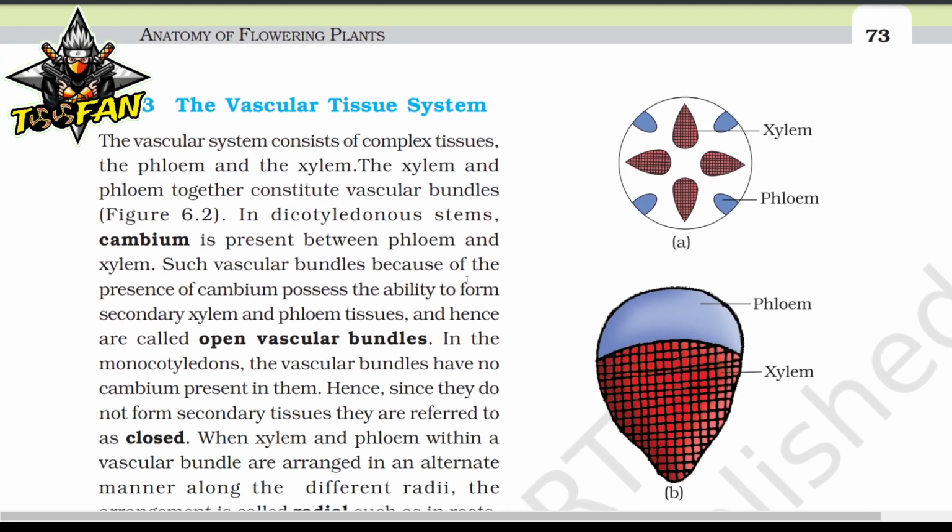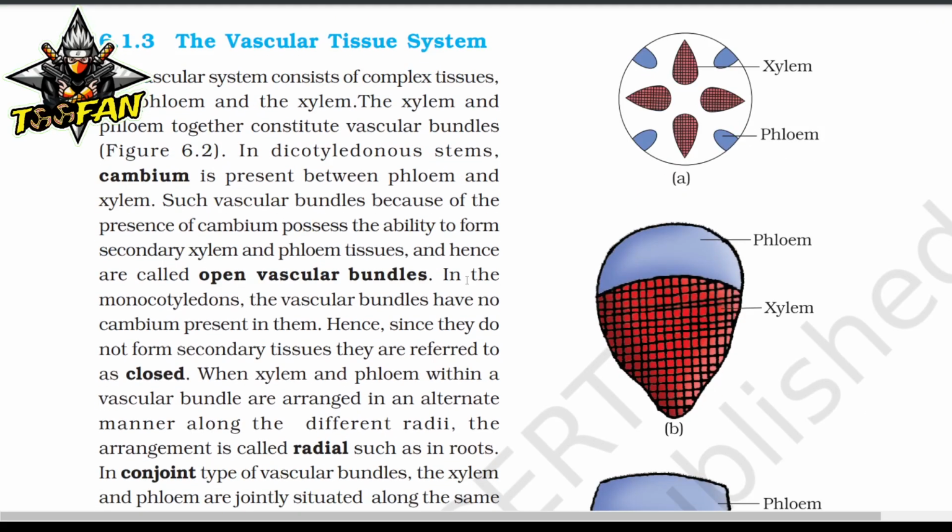Now, the vascular tissue system. The vascular tissue system consists of complex tissues, the phloem and the xylem. The xylem and phloem together constitute vascular bundles. In the dicotyledonous stem, cambium is present between the phloem and xylem. Such vascular bundles, because of the presence of cambium, possess the ability to form secondary xylem and phloem tissues and hence are called open vascular bundles. In the monocotyledons, the vascular bundles have no cambium present in them. Hence, since they do not form secondary tissue, they are referred to as closed.